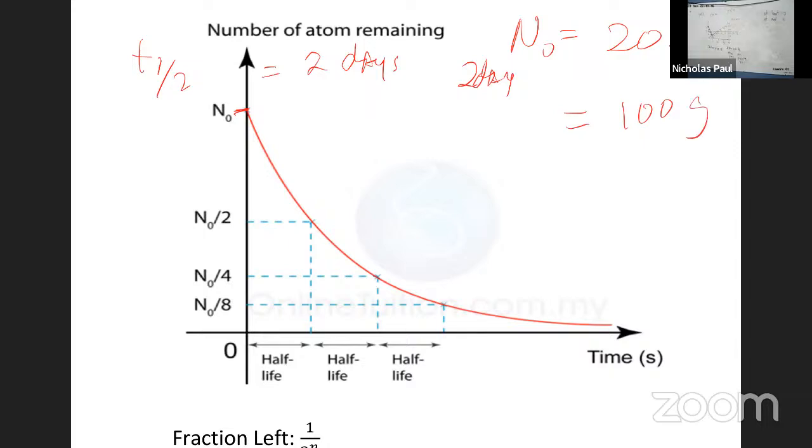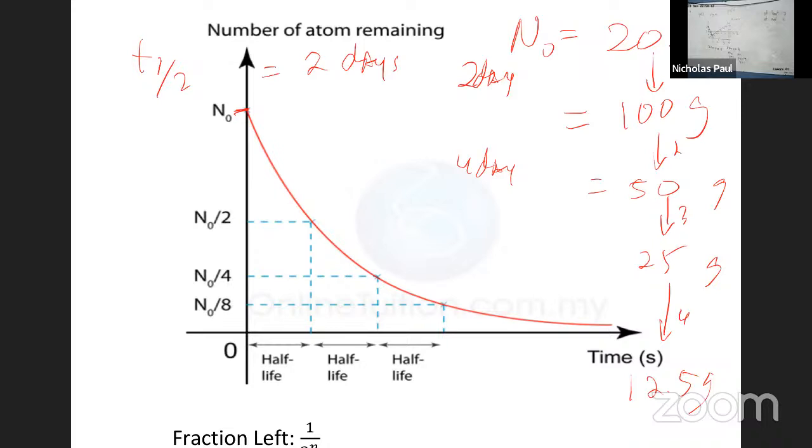100 grams. After our next 2 days, which is 4 days, it will be 50, and after our next 2 days, it will be 25, and then after our next 2 days, it will be 12.5. So here is 1 half-life, here is 2 half-lives, here is 3, and here is 4. We could also represent this by a fraction. 100 is a half of the original value, 50 is 1/4, 25 is 1/8, 12.5 is 1/16.